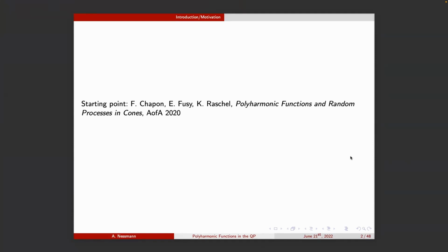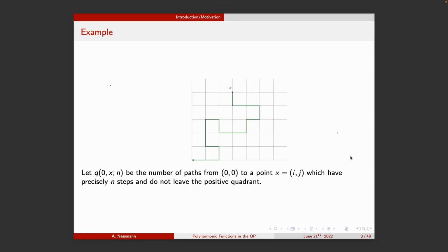What they observed in this article, as a starting point, was that there are some processes, in particular relating to lattice paths, where so-called polyharmonic functions appear in the asymptotics. I will define them in a moment. The example they give is very similar to what Mireille talked about in the morning.